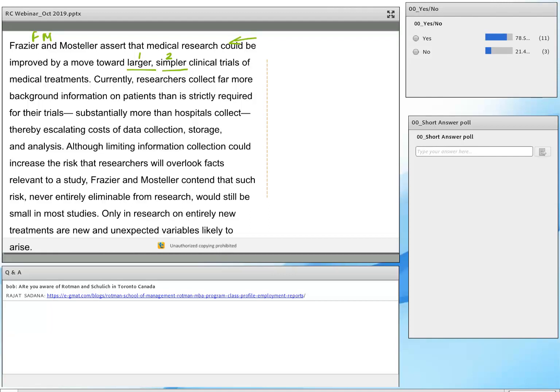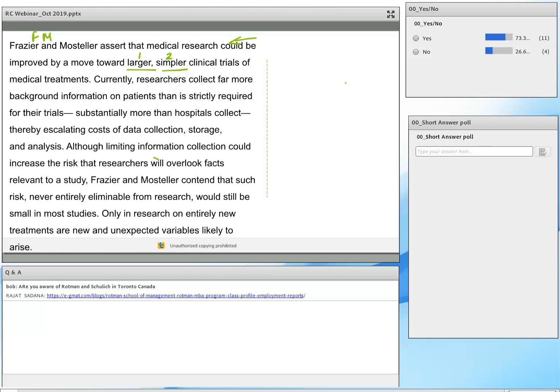Now, the author has given the gist of the passage in the first line itself. F&M are saying that medical research could be improved, and he's talking about two possible goals that can be attained in order to improve it: go towards larger clinical trials and simpler clinical trials. Okay, now let's read further.